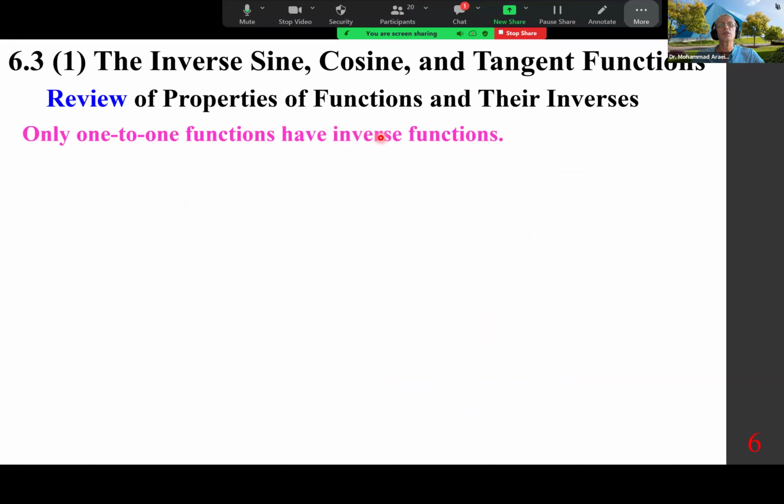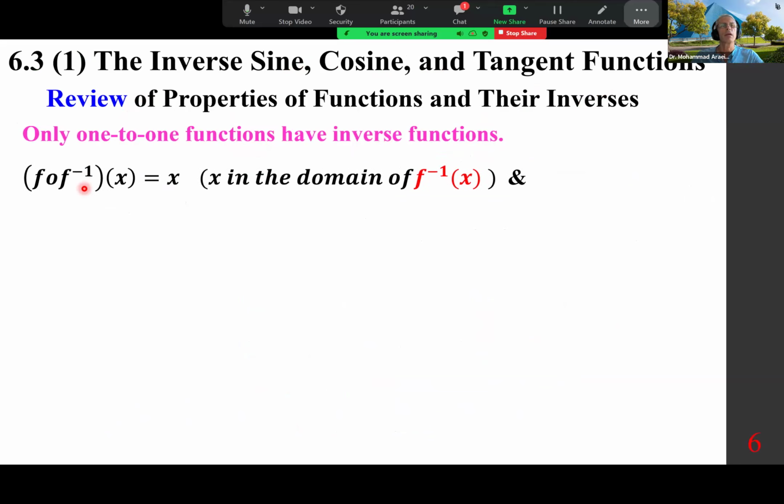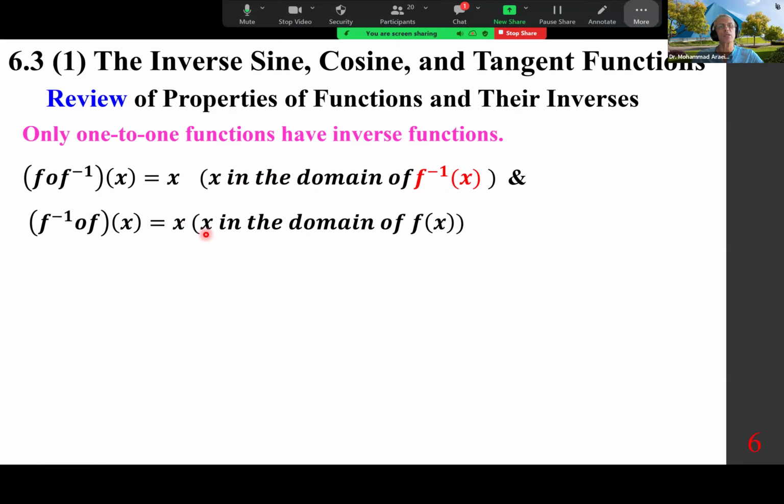Now, the inverse sine, cosine, and tangent functions, section 6.3. Review of properties of functions and their inverses. Only one-to-one functions have inverse functions. f of f inverse of x equals x, where x is in the domain of f inverse, and f inverse of f of x is also x, where in this case, x is in the domain of f, the second part in fact.